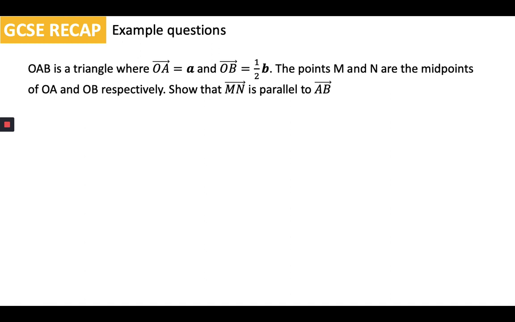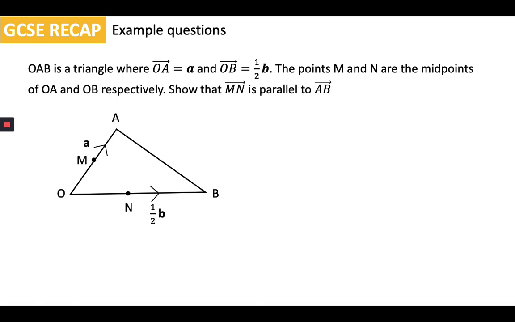OAB is a triangle where OA equals A and OB is half B. The points M and N are midpoints of OA and OB respectively. Show that MN is parallel to AB. Again, too much information, I need a diagram, so I've got a triangle again, and it's OAB. I'm told that OA is A, OB is half B, and M and N are midpoints of OA and OB respectively. So I want to show that MN is parallel to AB.